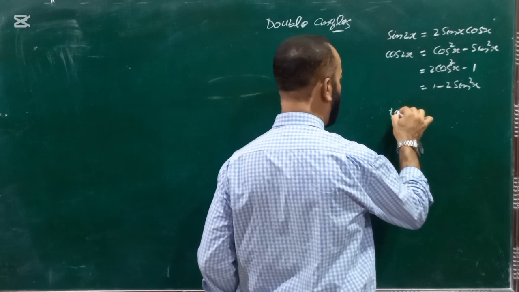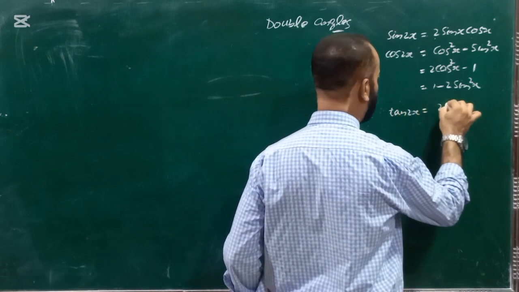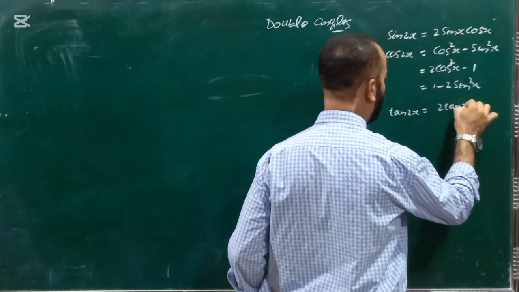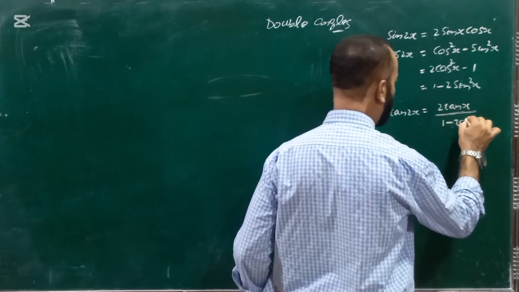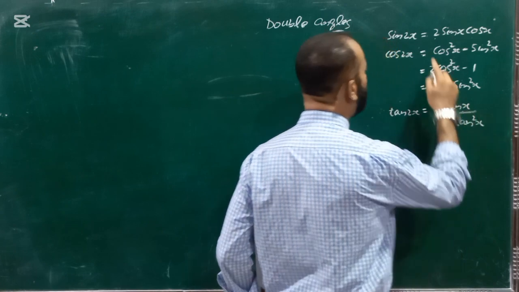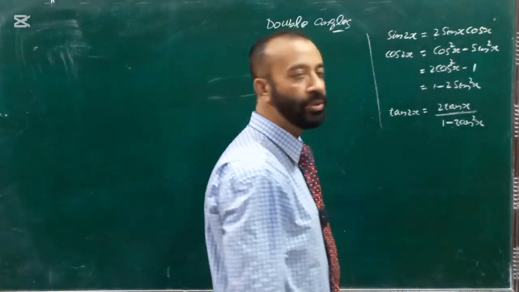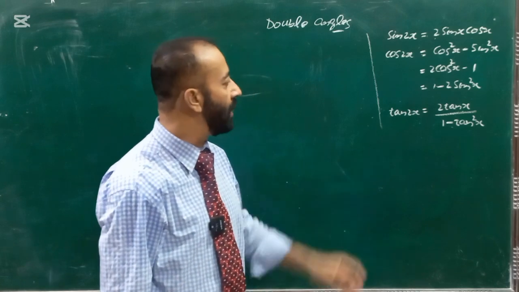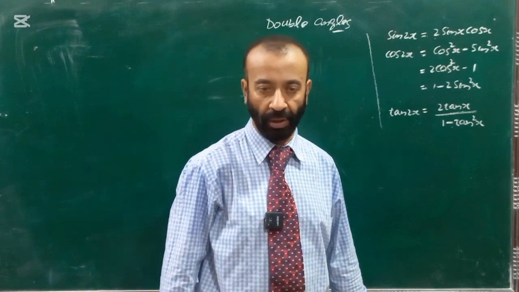Now tan 2x, the formula is 2 tan x over 1 minus tan square x. So these are the double angle formulas which we are going to use in the question now. So you have to understand and learn these formulas first, and now we are going to solve.